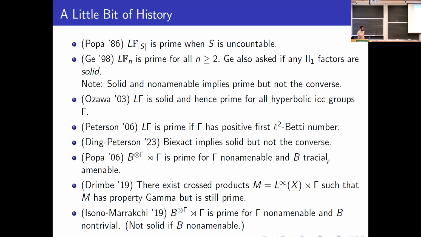And then Ioana, Popa, and Vaes, in Marrakchi '19, expanded upon this '06 Popa result. So these Bernoulli cross products are prime, but there's basically no assumption on the base anymore, as long as it's non-trivial. So they prove it for the type II and type III setting. And it's very easy to see that a lot of these aren't solid, because if B is non-amenable, then its commutant definitely contains all of the other copies of B, which is not going to be amenable. So as long as B is diffuse and non-amenable, then it's definitely not solid.